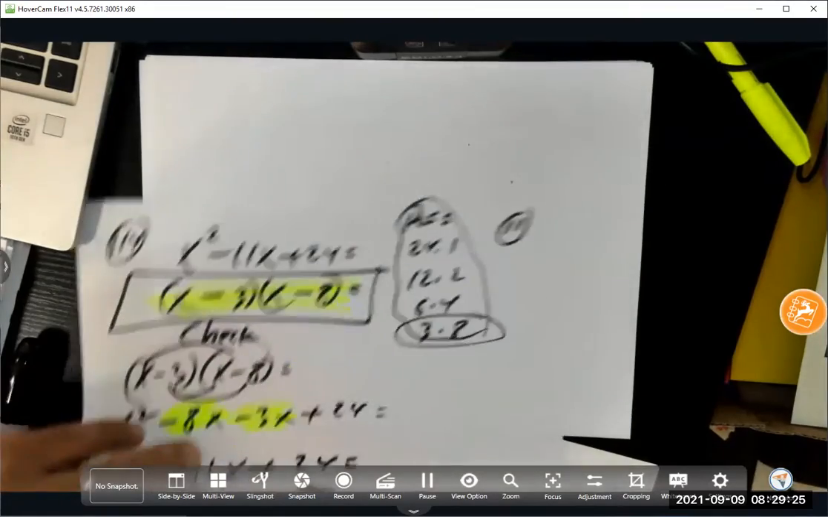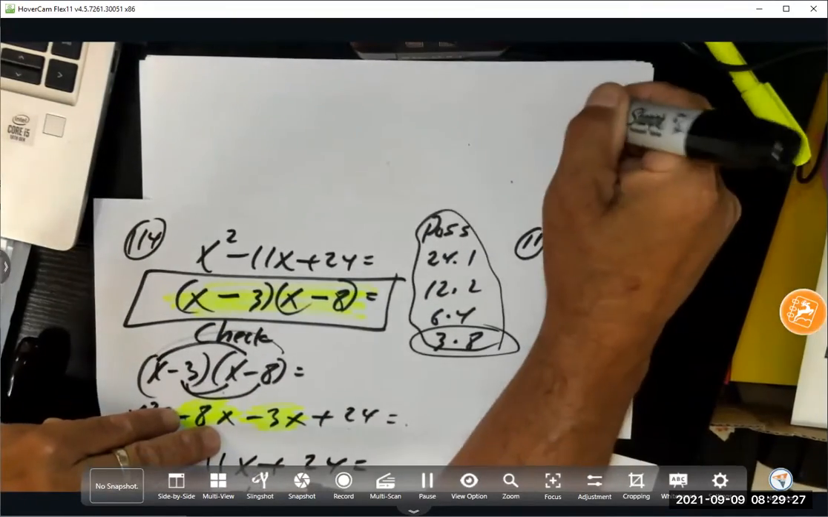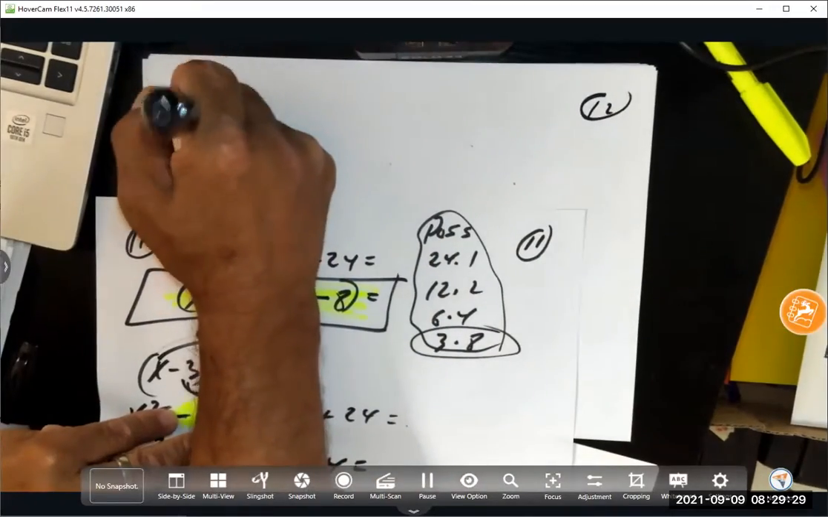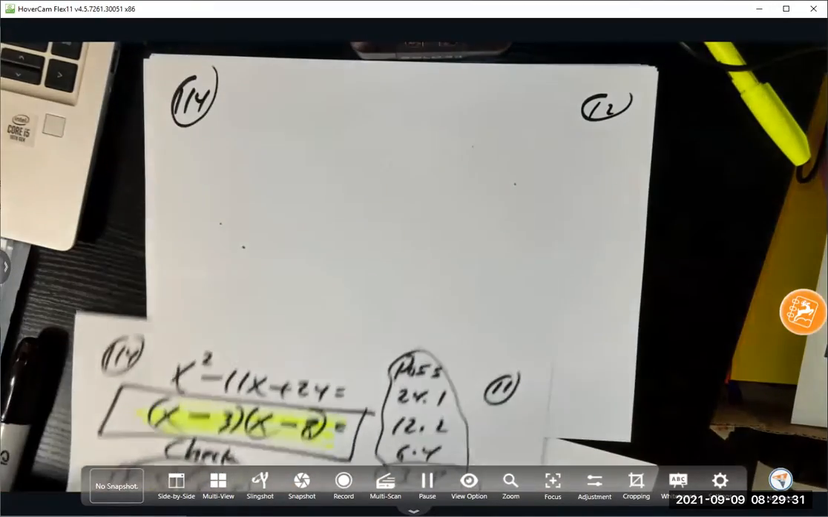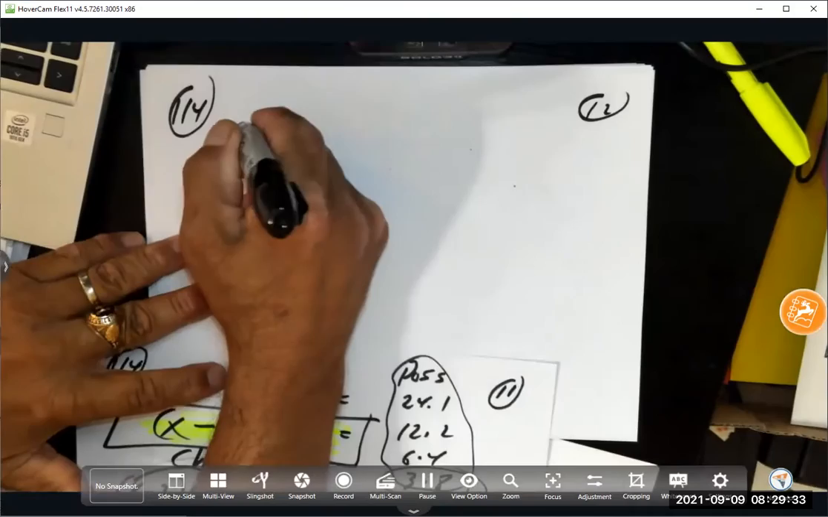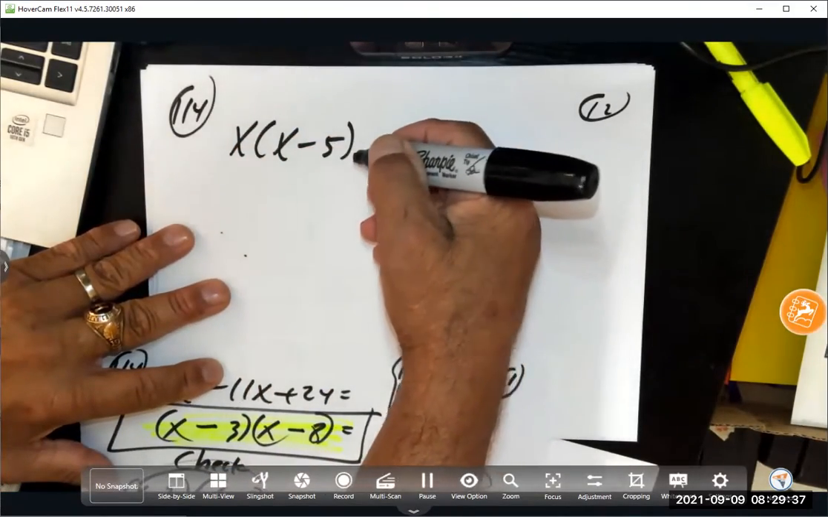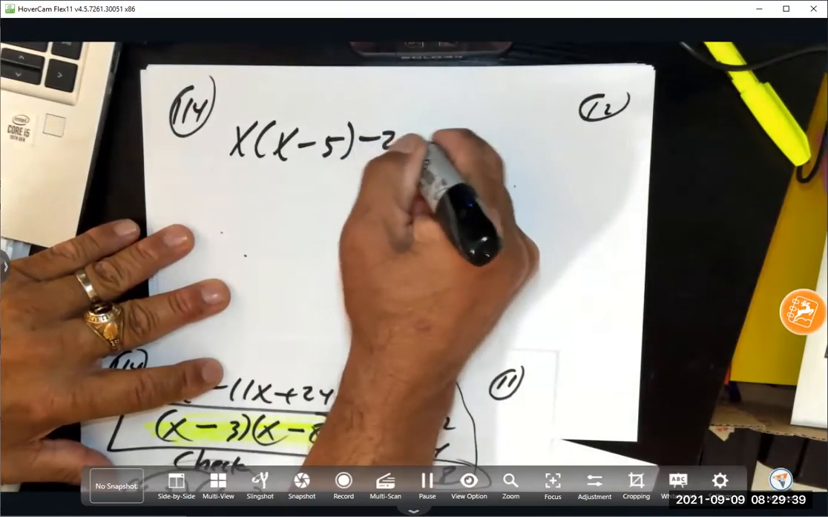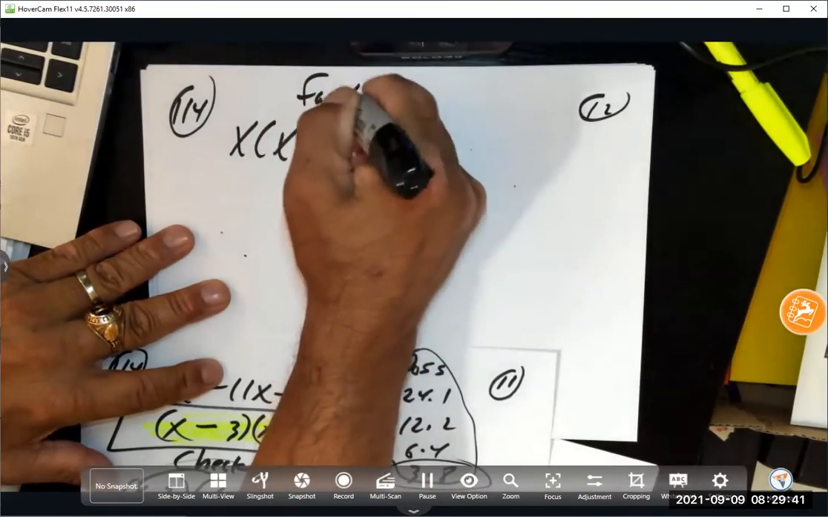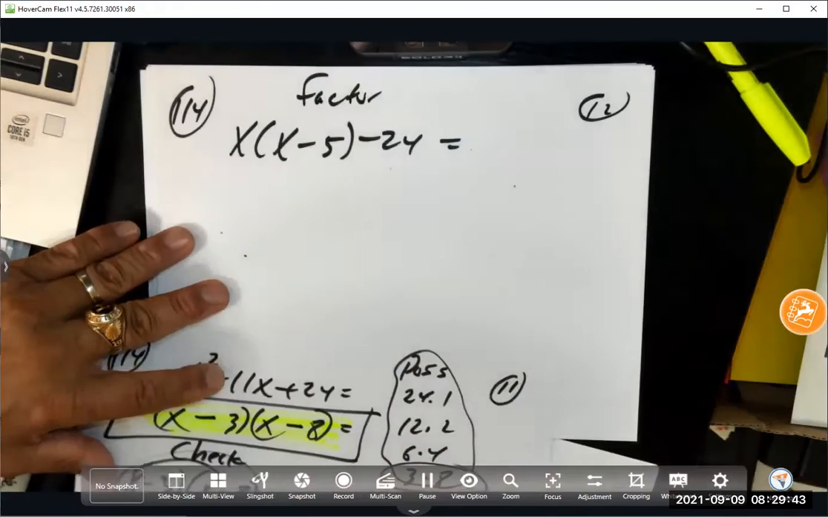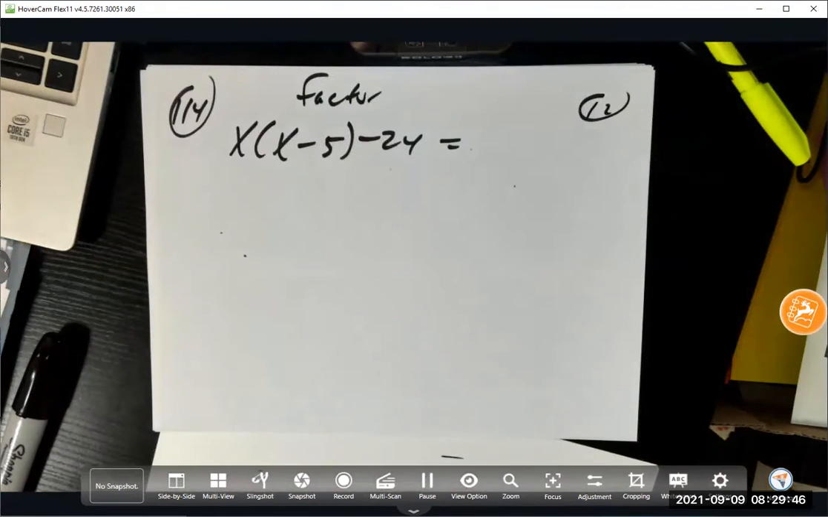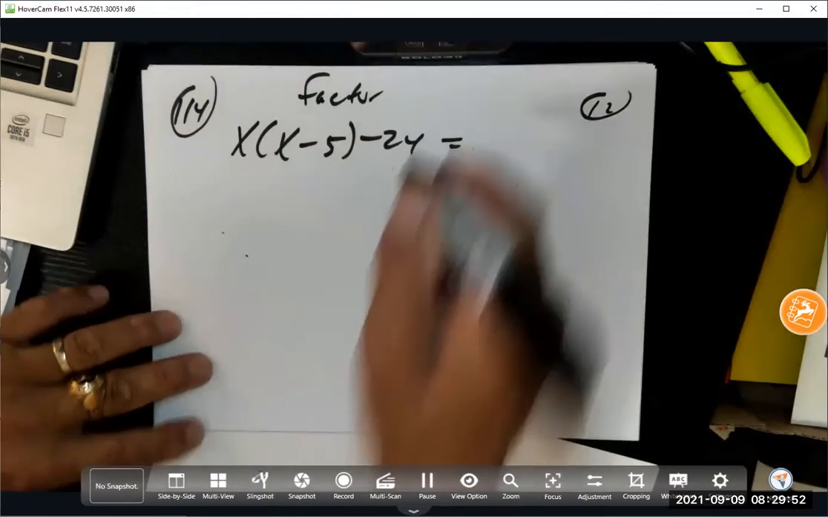Just because I want to make sure that you got it. What if it doesn't look like this? What if it looks like this? x times x minus 5, minus 24. And it says factor. What if it looks like that? This is factor, but it's not the way I want it to be. So the first thing you need to do is do that PEMDAS thing on this.